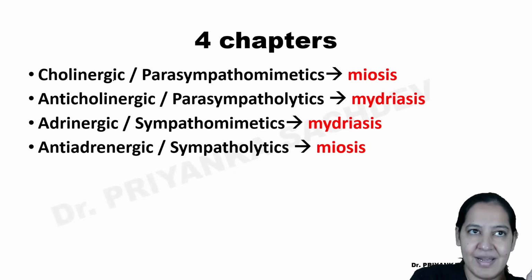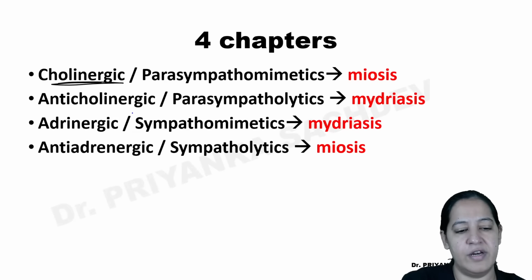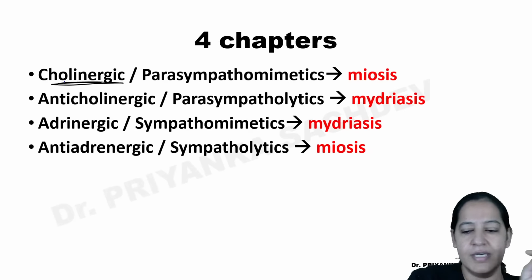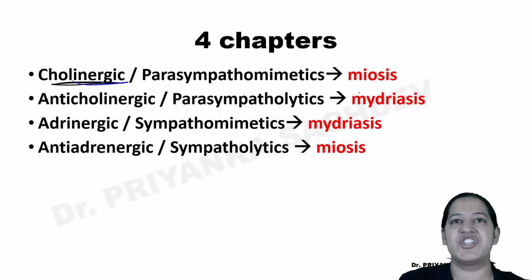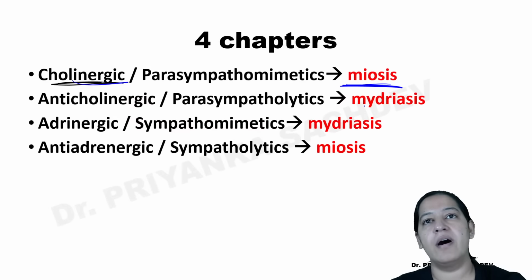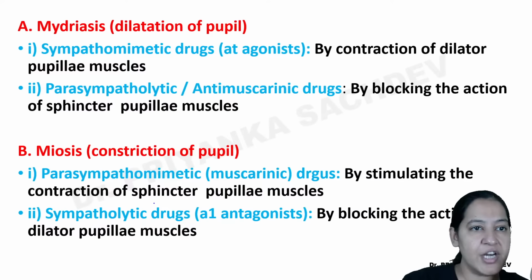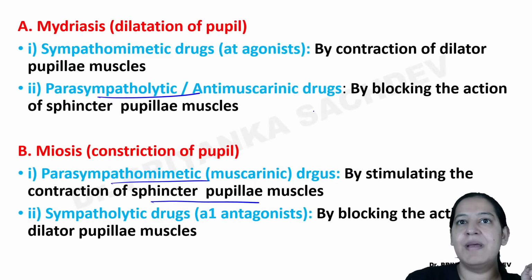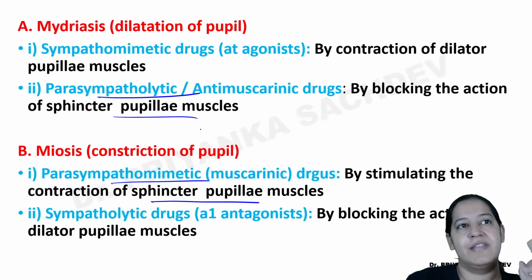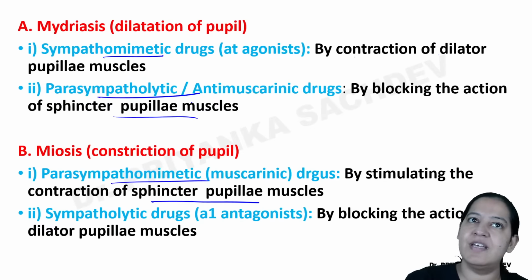So in the cholinergic system, the first system, the cholinergic chapter we are studying now, miosis is due to contraction of the sphincter pupillae. Done. That is in parasympathomimetic drugs. Then in parasympatholytic drugs, it is due to relaxation of the sphincter pupillae. There is mydriasis. In sympathetic drugs, there is contraction of the dilator pupillae. That's why there is mydriasis.